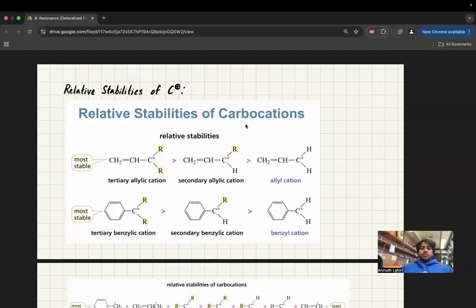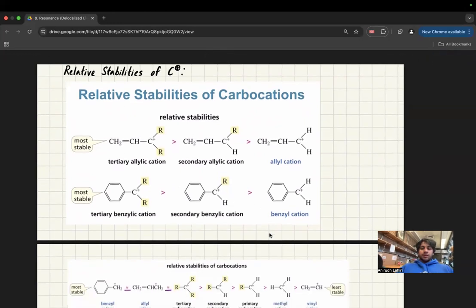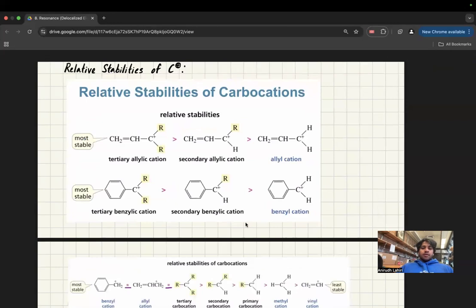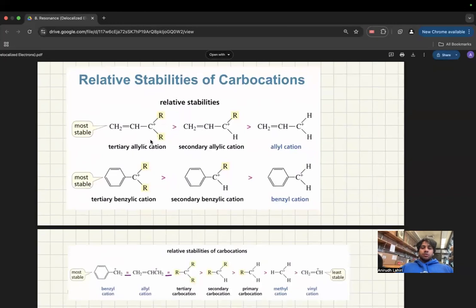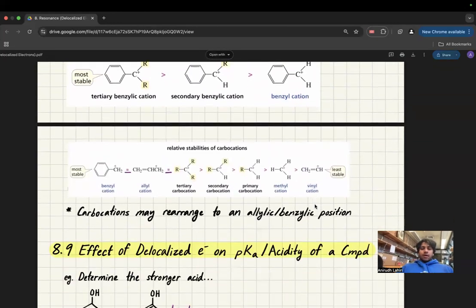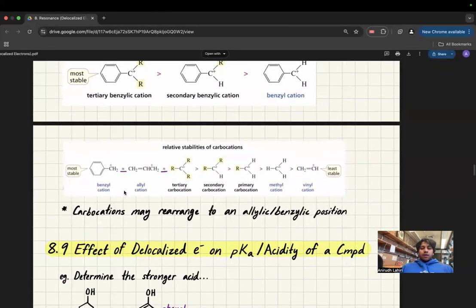So these are the relative stabilities of carbocations. You'll see that allylic, allylic, allylic, benzylic, benzylic, benzylic. It should make sense, right? These are all allylic. Tertiary will be better than secondary, will be better than primary, given that they're all allylic. Same thing, all benzylic. In the hierarchy overall, benzyl cations and allyl cations are the best.